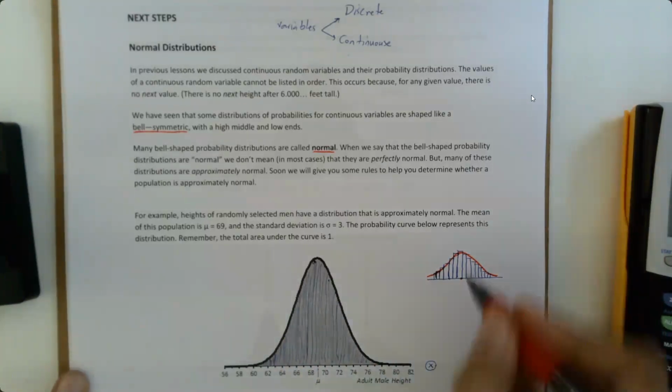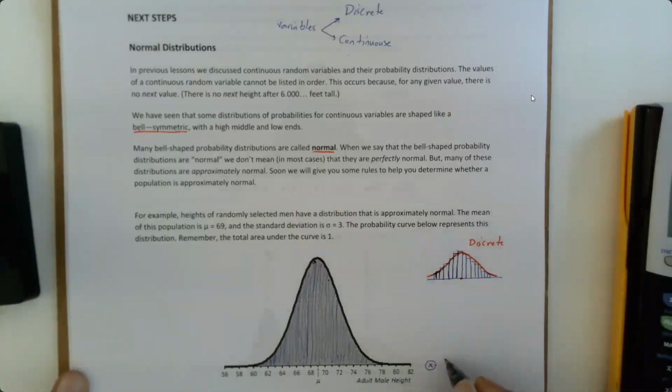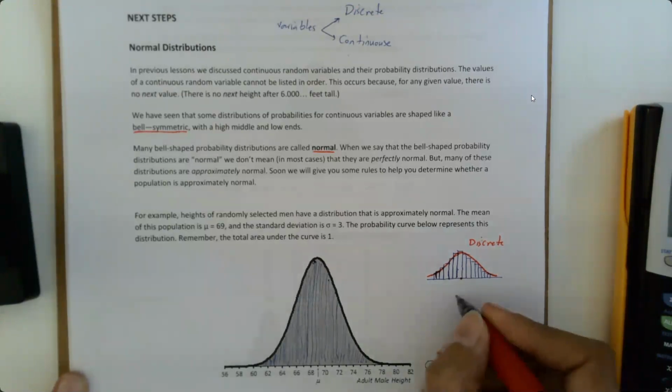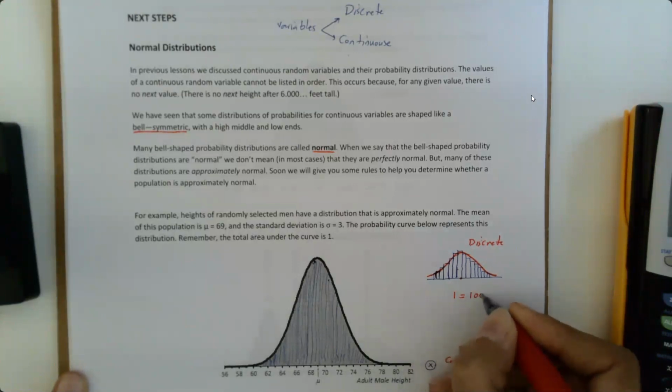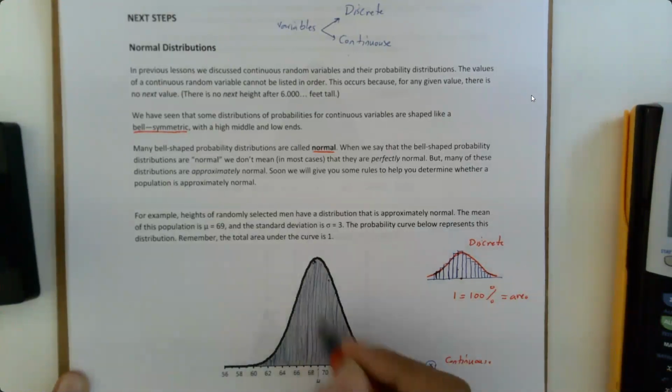So this is for discrete. This is for continuous. Again, remember that the area below the graph is 1 or 100%. This area is 100% or 1.